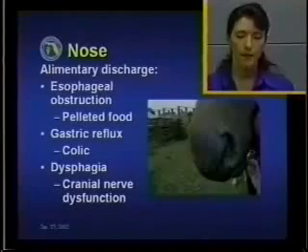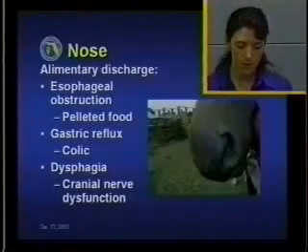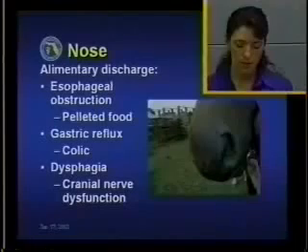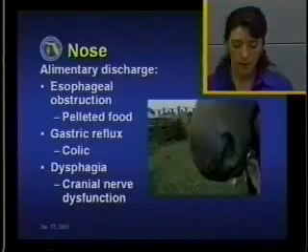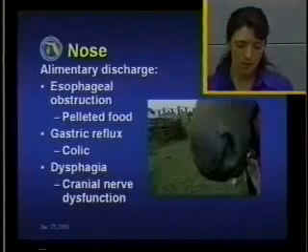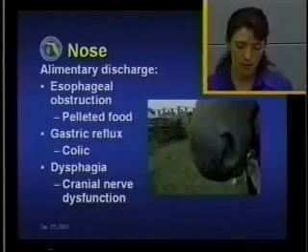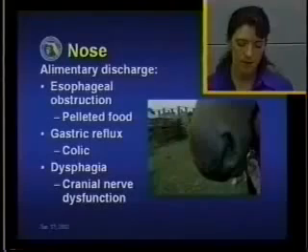When you see feed material coming out of the nostrils, there's three main differentials that you need to be thinking of. First one is an esophageal obstruction, in which case the food will come out of both nostrils. And this is commonly associated with the ingestion of pelleted food and a blockage of the esophagus.